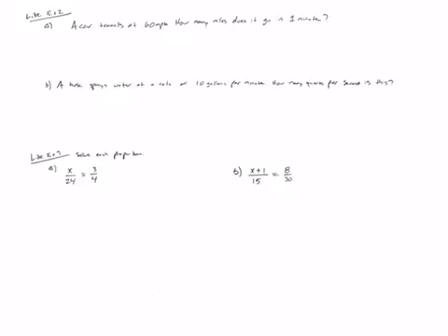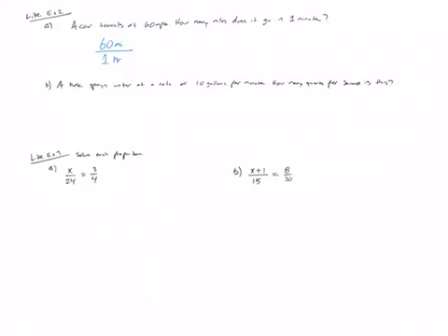This is example 2. It says a car travels at 60 miles per hour. How many miles does it go in 1 minute? Now you might be able to figure this out mentally, but we're going to go through the process so we can do part B, which is a little harder to figure out mentally. Remember, 60 miles per hour means a rate of 60 miles per 1 hour.